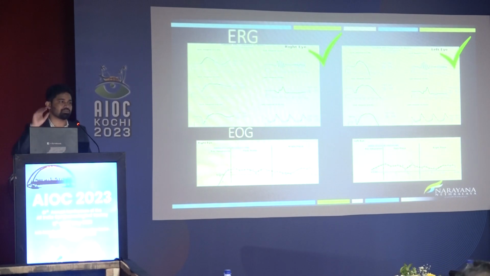Why does it happen? Because Best disease happens because of a mutation in a gene called bestrophin, which is localized to the retinal pigment epithelium. Once this gene is mutated, the retinal pigment epithelium cannot function normally. So EOG is from RPE. So that's how the EOG gets affected in Best.